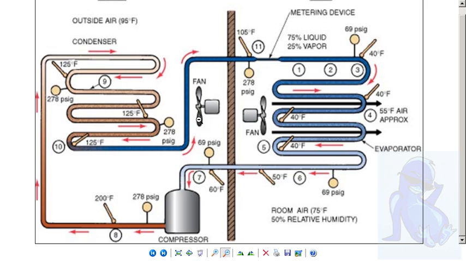After you can do that, we can go on to our next topic. So, for right now, focus on the refrigeration cycle, being able to draw it out, being able to explain it, watch Mike's videos, and we'll go from there.